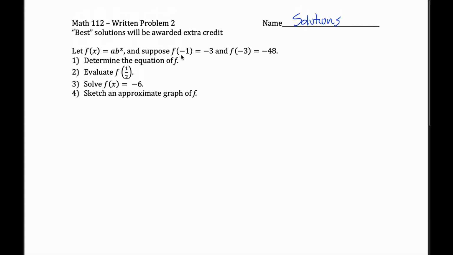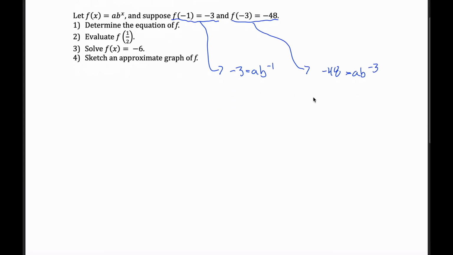And the way you can do that is, well, if f of -1 equals -3, that tells us that when x equals -1, y equals -3. So I can kind of rewrite this equation, but in place of y, the f of x here, I can write -3, and in place of x up here, I can write this -1. Similarly, if f of -3 equals -48, that tells me that -48 is equal to a times b to the -3rd power. What I can now do is take these two equations and divide them.